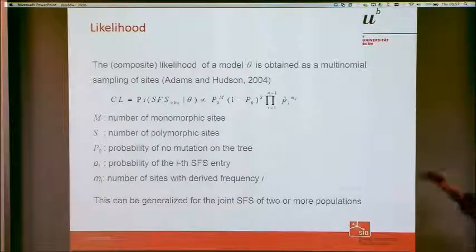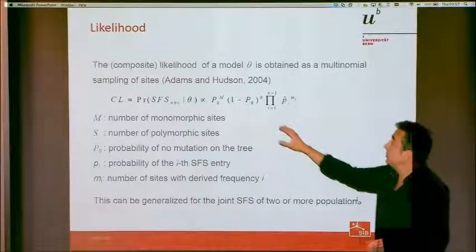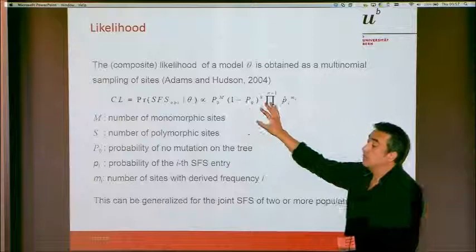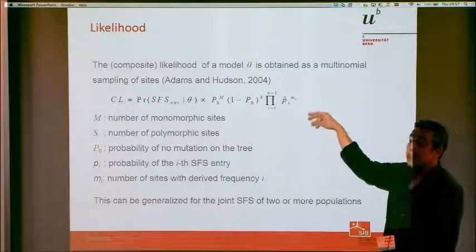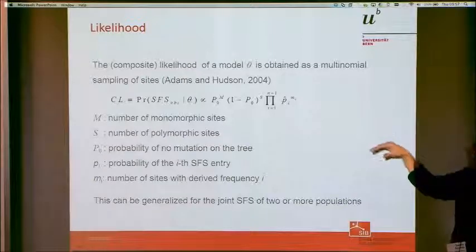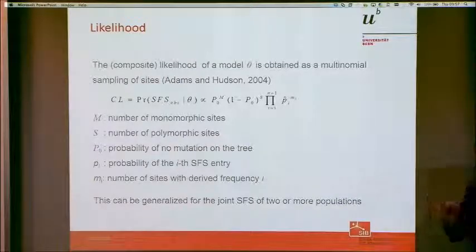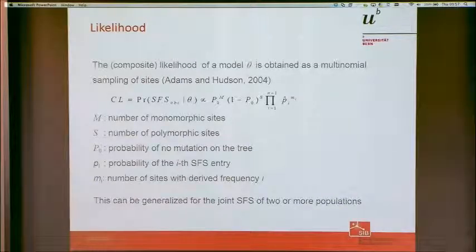Okay? So that's a very simple likelihood, and in this case you can also use this proportion of monomorphic versus polymorphic sites to calibrate all the tree lengths and to get absolute values for all these demographic events, divergence times, or population sizes.